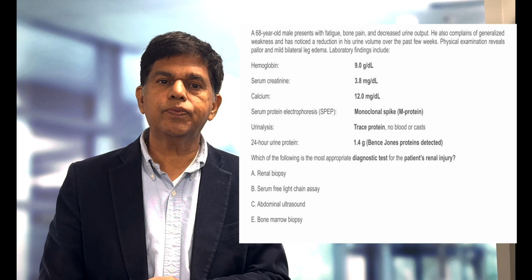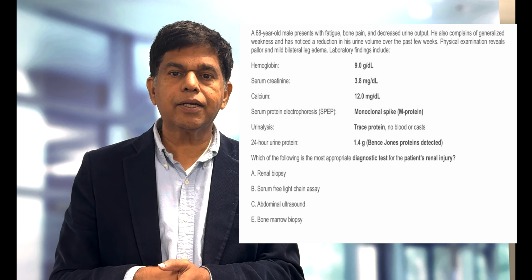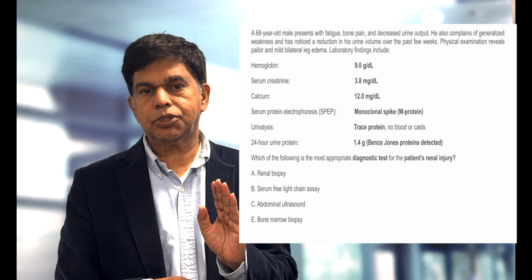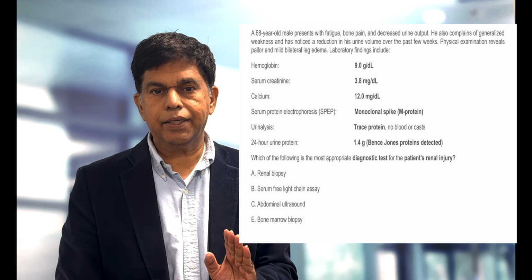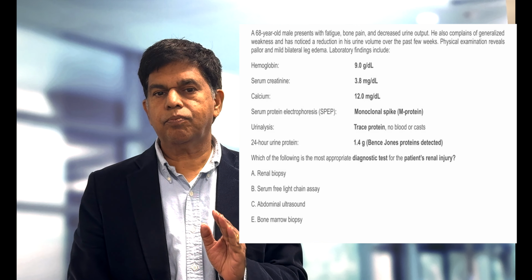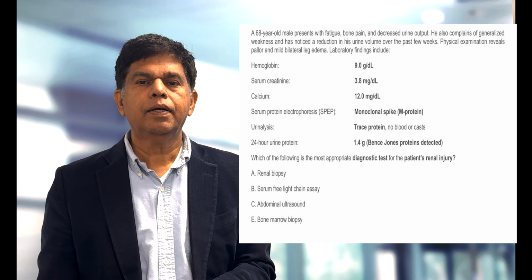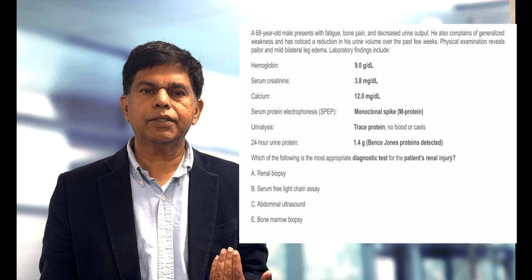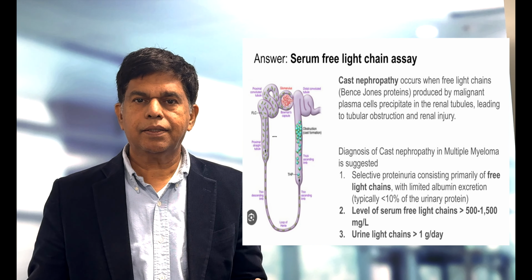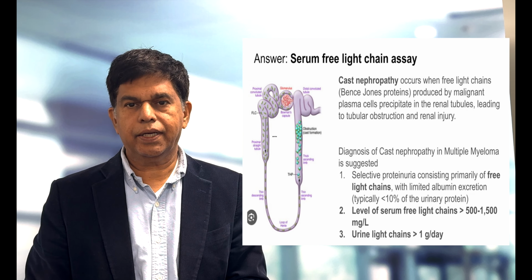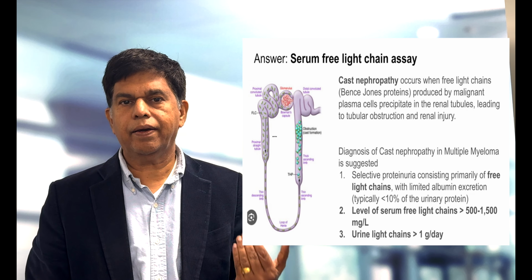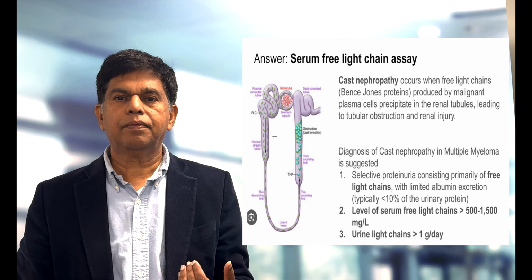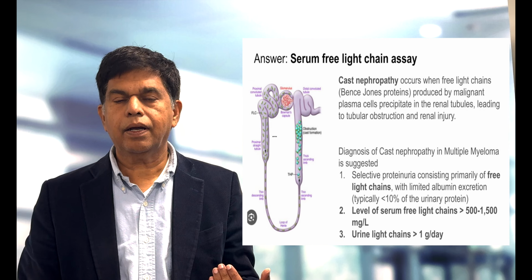The question is, which of the following is the most appropriate diagnostic test for the patient's renal injury? They give you four choices: renal biopsy, serum free light chain, abdominal ultrasound, and bone marrow biopsy. Okay, so what is the answer for this question? The answer is serum free light chain assay. Okay, that is the answer. You have to go by serum free light chain assay. That is the diagnostic criteria.